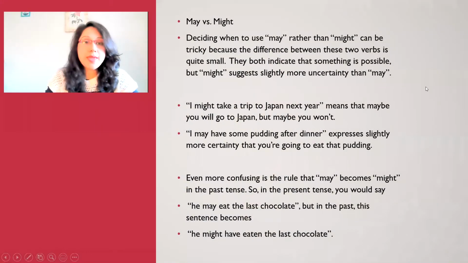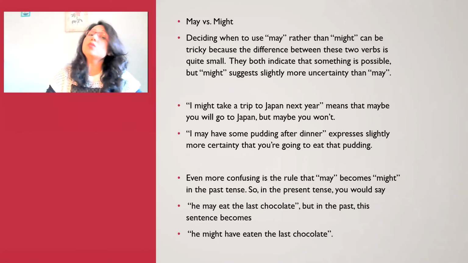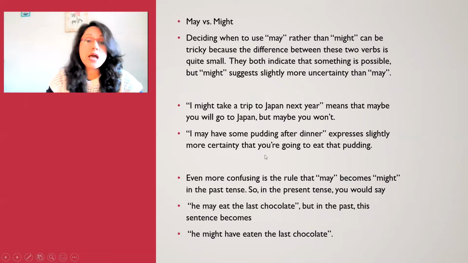All right, so starting with may versus might. Deciding when to use may rather than might can be a little bit tricky, guys, because the difference between the two is quite small. They both indicate that something is possible, but might suggests slightly more uncertainty than may. Here, I might take a trip to Japan next year. That means maybe you will go to Japan, maybe you won't. Uncertain. Over here, I may have some pudding after dinner, which expresses slightly more certainty that you are probably going to eat that pudding.